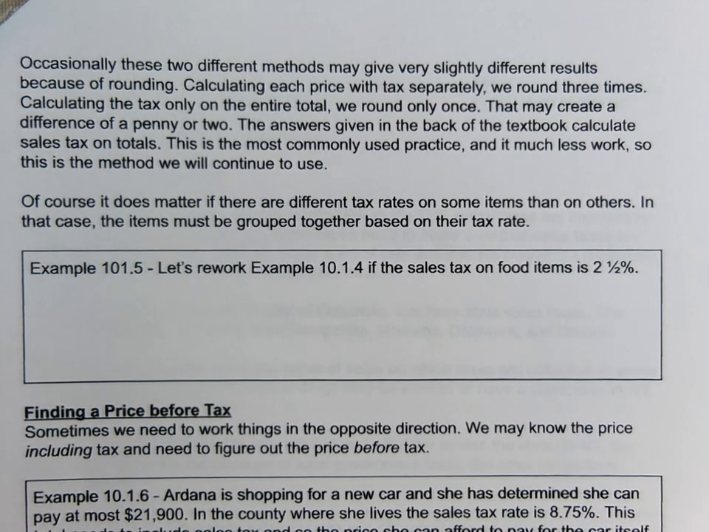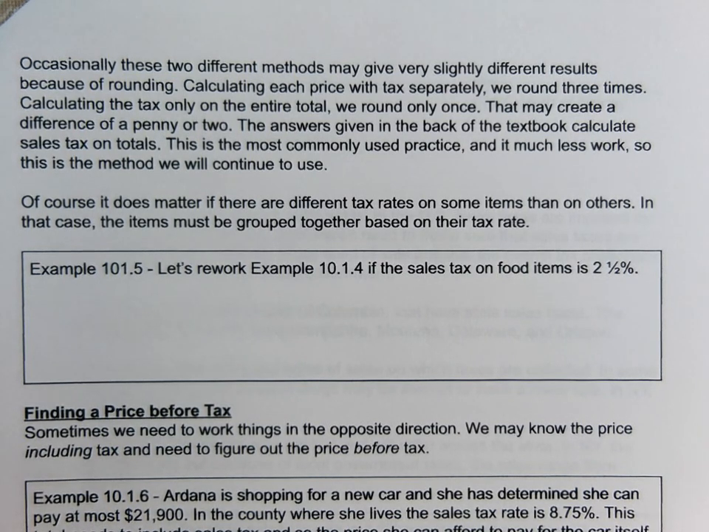Okay. Calculate sales tax on totals. This is the most commonly used practice and is much less work. So this is the method we'll continue to use, because we want less work. Of course, it does matter if there are different tax rates on some items than on others. In that case, the items must be grouped together based on their tax rates.